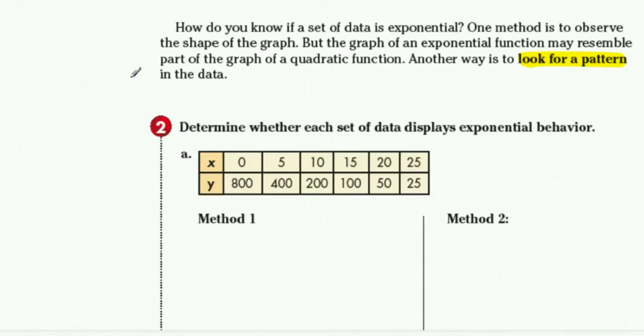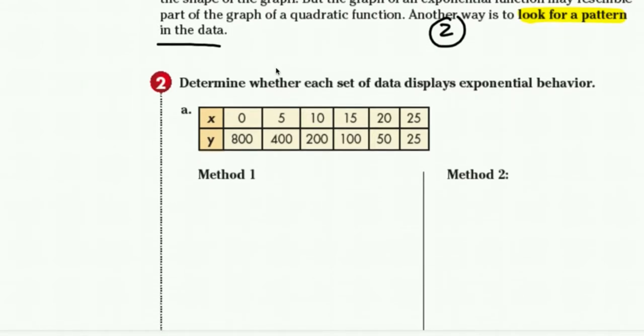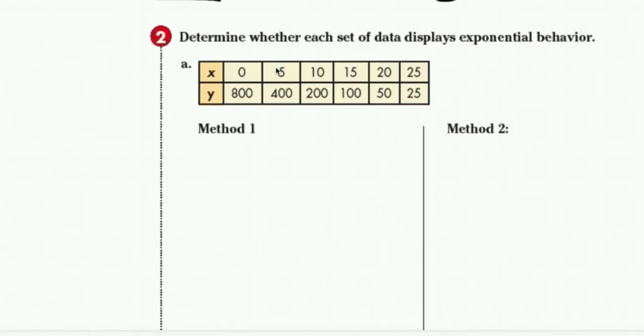So, how do you know if a set of data is exponential? One method is to observe the shape of the graph. But the graph of an exponential function may resemble part of a graph of a quadratic function. So that's one method: look at the graph. Another method is to look for a pattern in the data. So method 2 is looking for a pattern in the data, and that's how you find out if it's an exponential function. Now let's take a look at example 2 and see how this works.